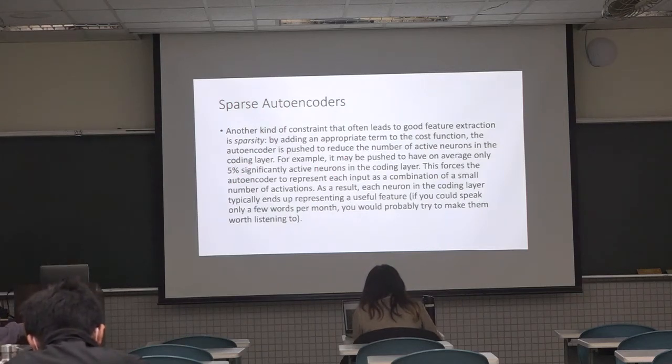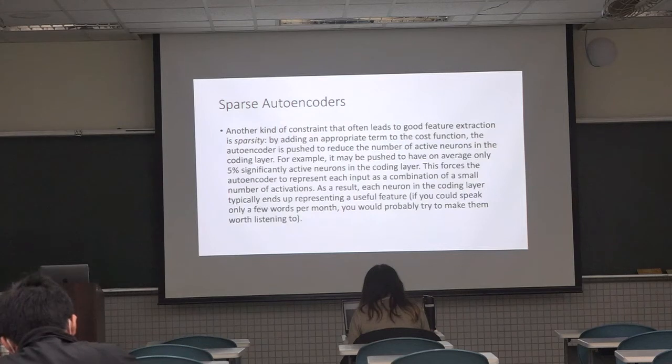So that's what we want to achieve. This forces the autoencoder to represent each input as a combination of a small number of activations. So what does that bring to us? What's the benefit of that? Normally, if you do that, each neuron in the coding layer will typically end up representing a useful feature.